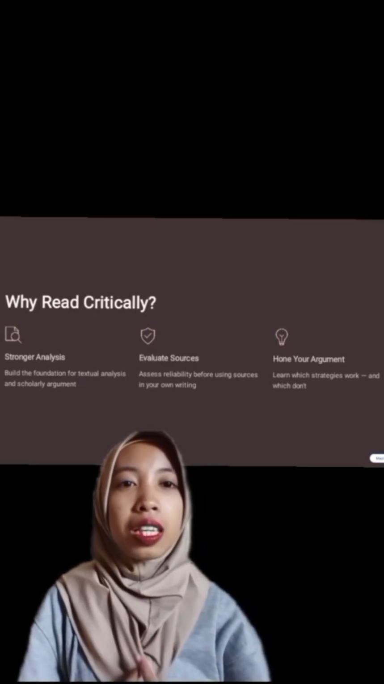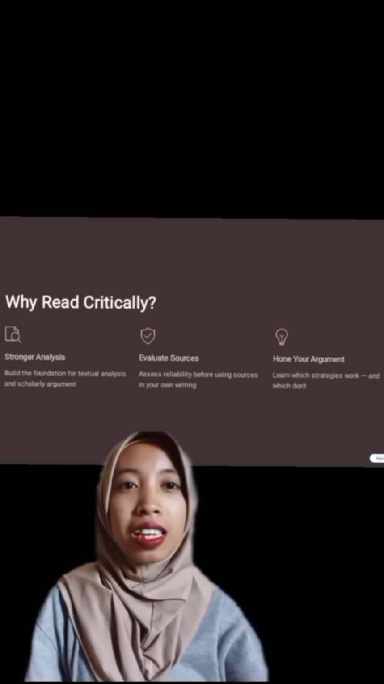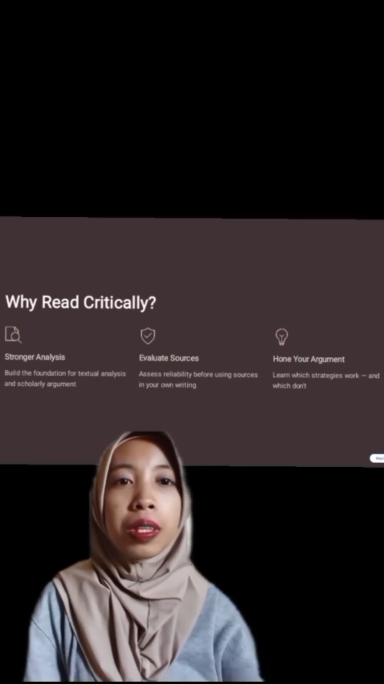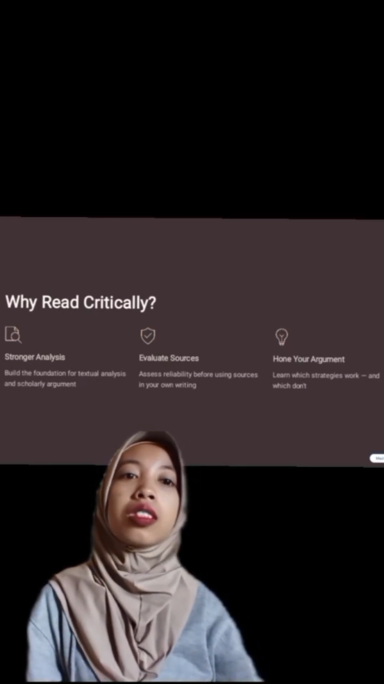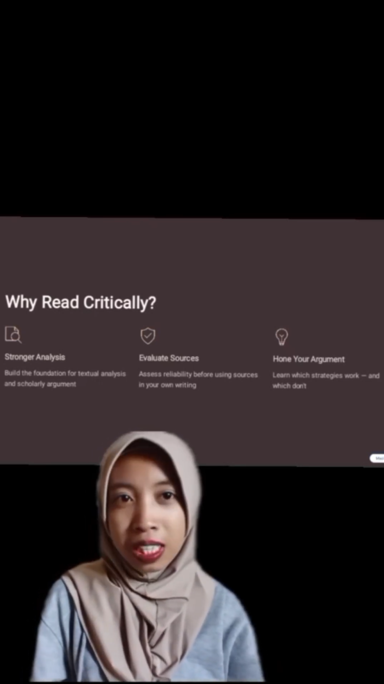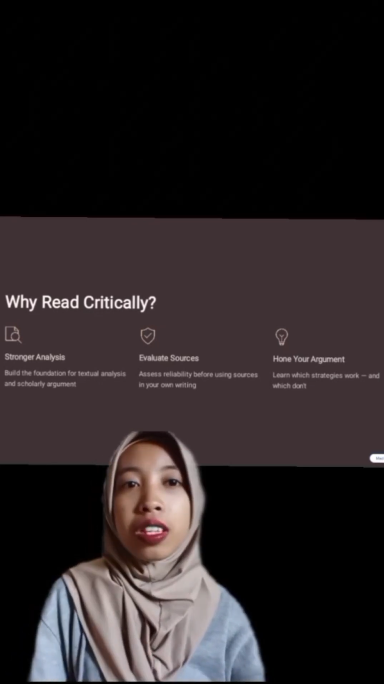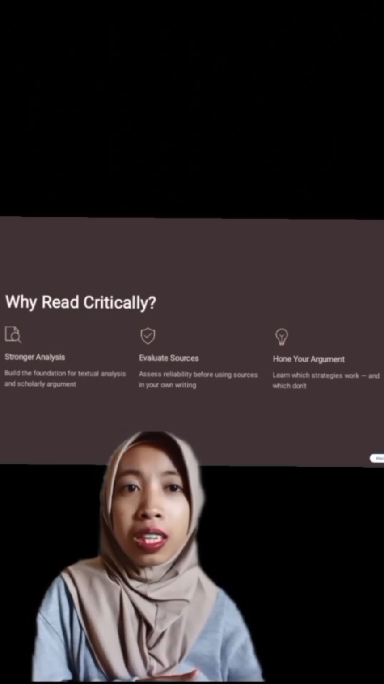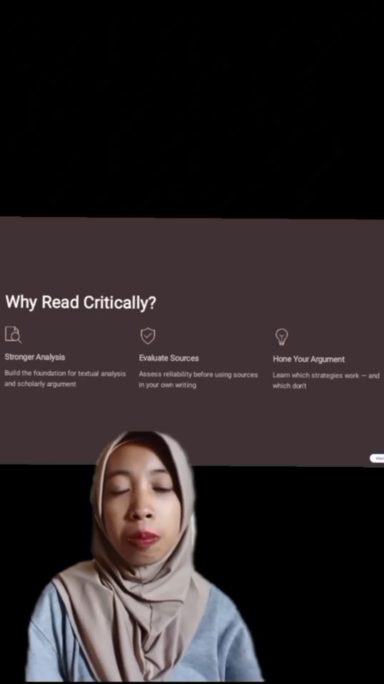The first reason is stronger analysis. Critical reading helps students build a strong foundation for textual analysis and scholarly arguments. It allows readers to understand ideas more deeply instead of only reading the surface meaning.